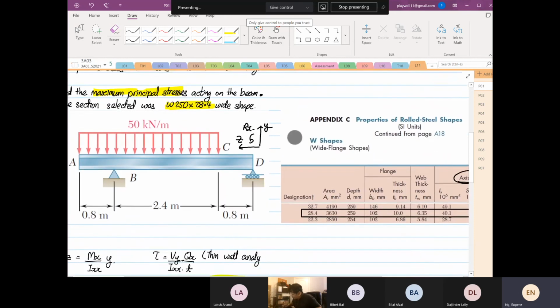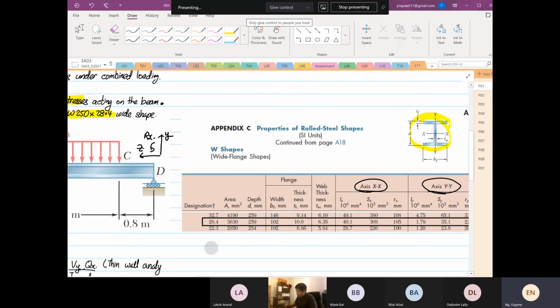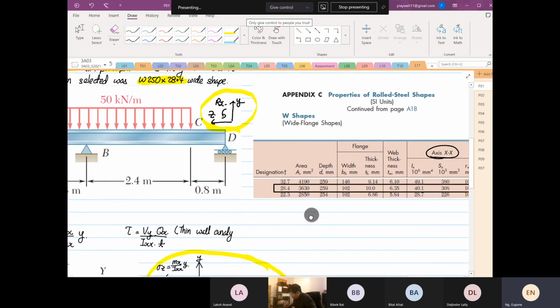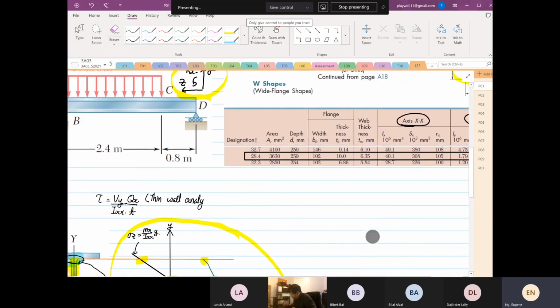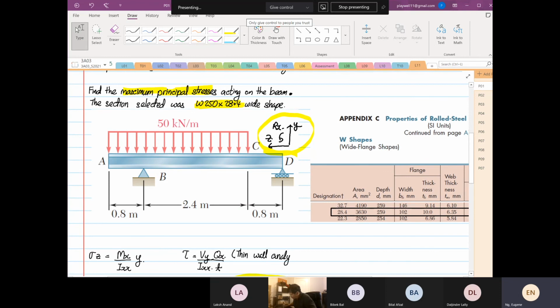Last week, just to recap, the first thing to take note of is that we follow the transformation of the handbook. So X is that direction, Y is that direction. We impose this into our problem, so we drew this transformation. From here we know what we are given: we have selected 28.4, so this is the entire W250 by 28.4.